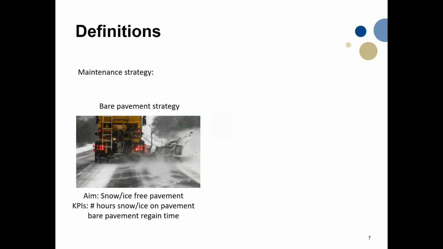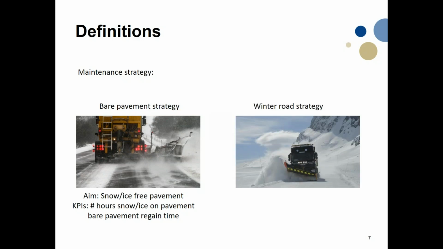So key performance indicators for this strategy can simply be the number of hours where snow and ice is on the pavement, or the bare pavement regain time. How long does it take after a snowfall or another event to get back to this bare pavement surface?